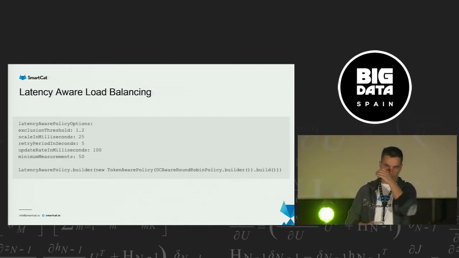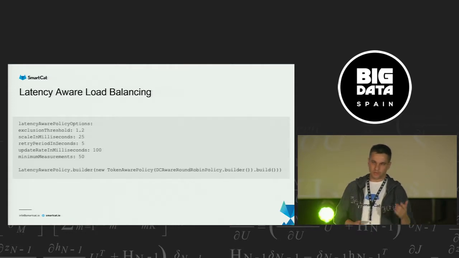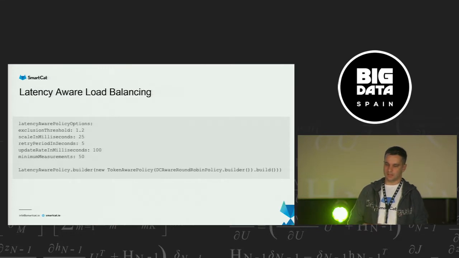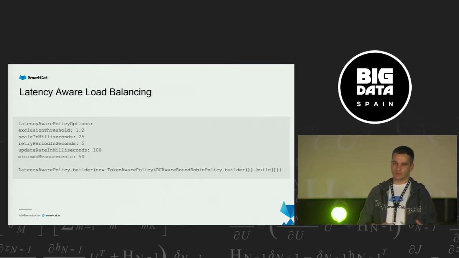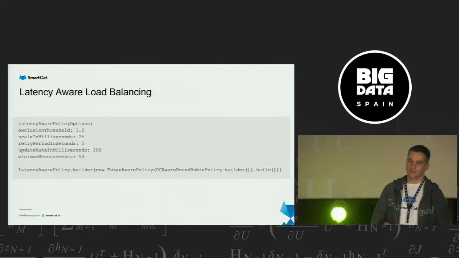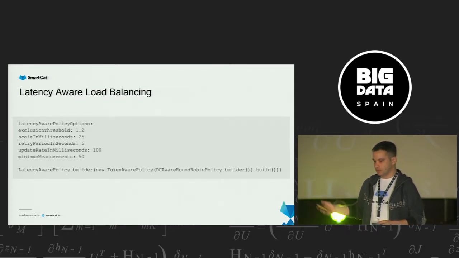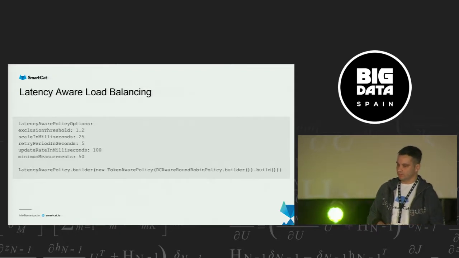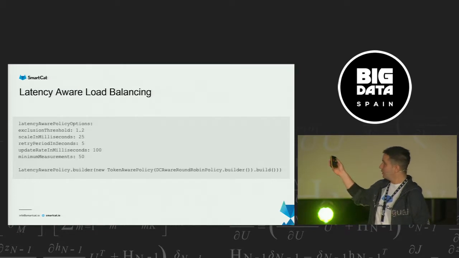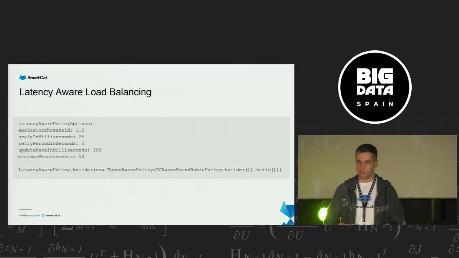There are a lot of hiccups, CPU steals, network hiccups, and latency-aware policy mitigates this. It keeps track of latencies to each node, and it penalizes slow-performing nodes while choosing fast-performing nodes. People do not use it a lot because there are a couple of parameters which you need to configure in order to work well, such as I listed here a couple of them.